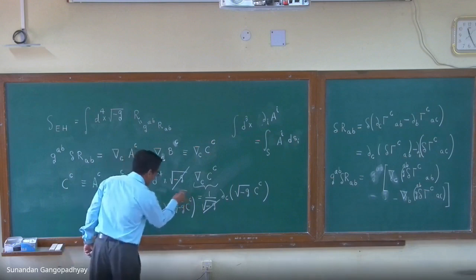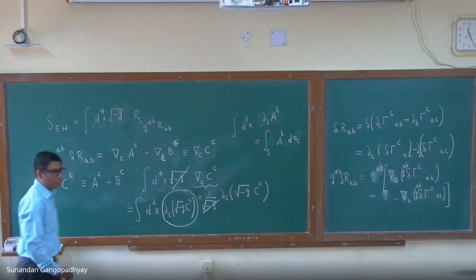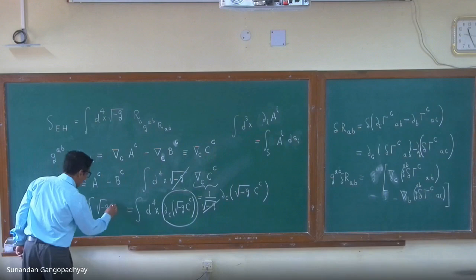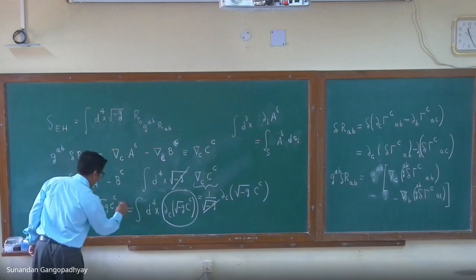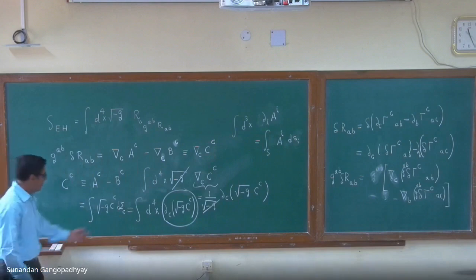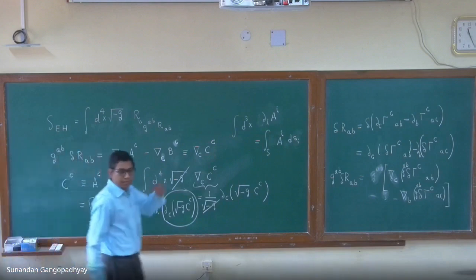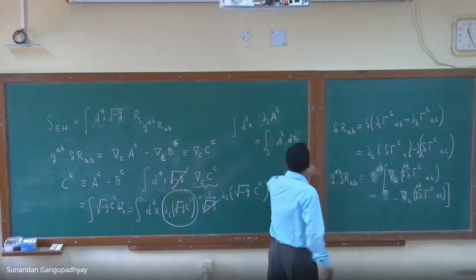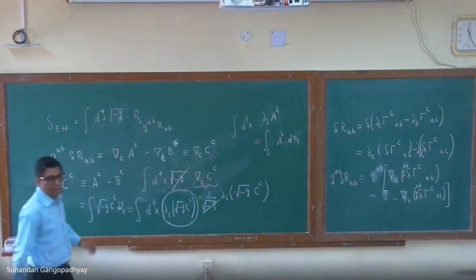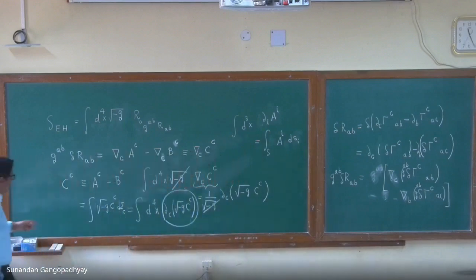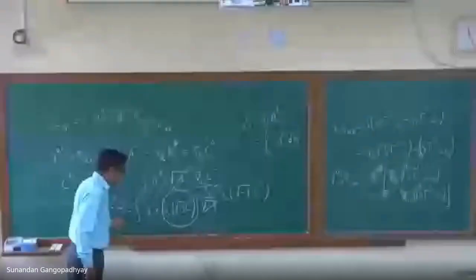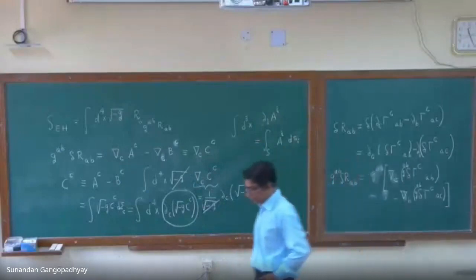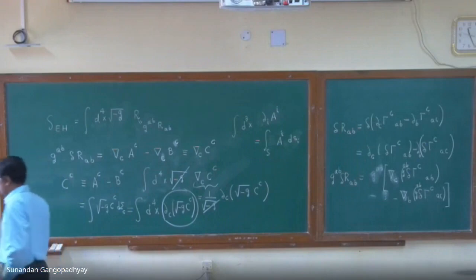So a better way to understand is that this is a total derivative term, and therefore you can write this term as a surface term. Once again, this is an extension of the Gauss divergence theorem that we learned in vector calculus. This is the surface which encloses the four volume, the four space-time volume.